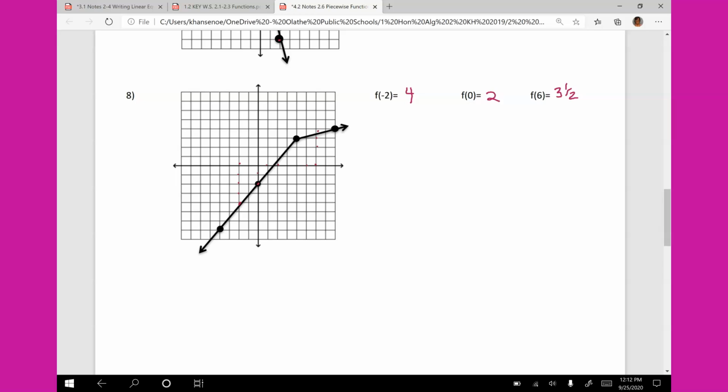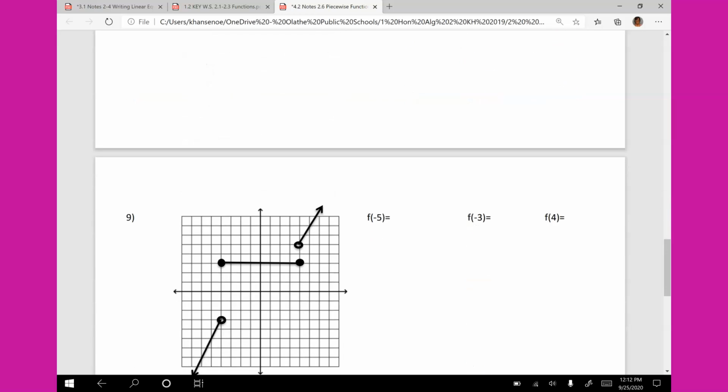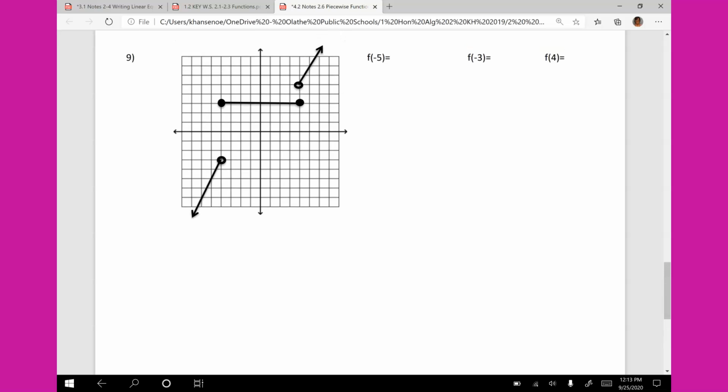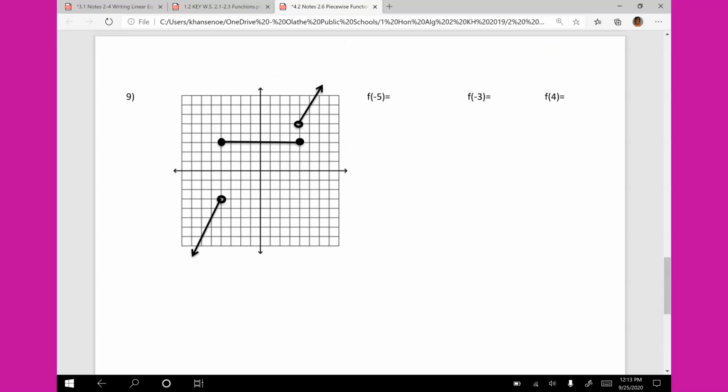Okay, see how that works? All right, I think I have a few more down here. Just that last one? Yep, one more. Okay, so this is all one function.